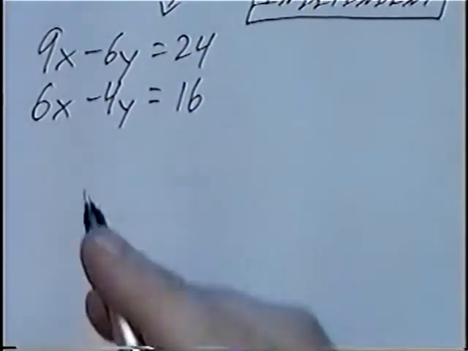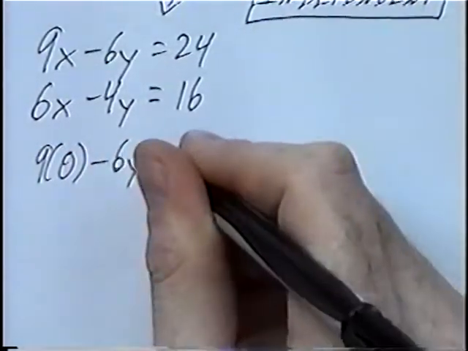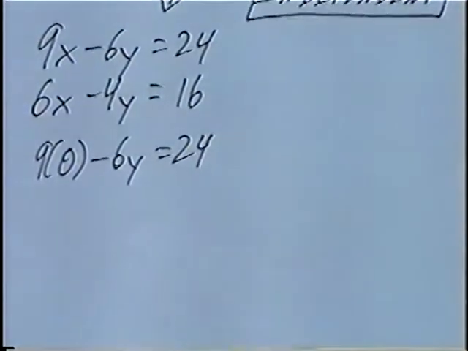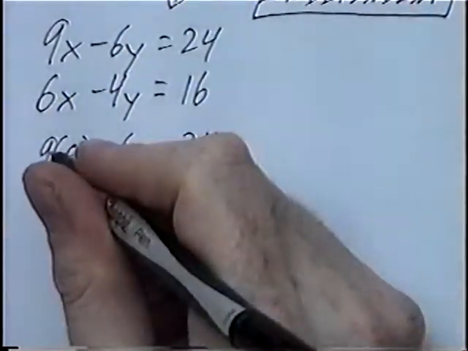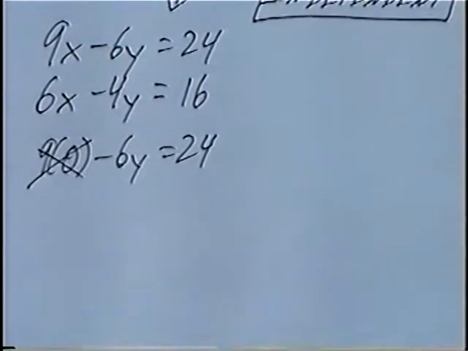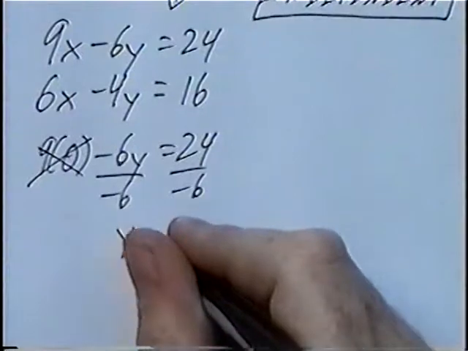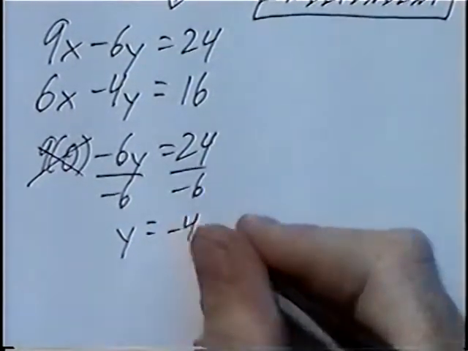If we plug a 0 in for the first equation for x, we can solve for y and find the y-intercept. 9 times 0 would cancel. Negative 6y equals 24. We divide by negative 6, and y equals negative 4.